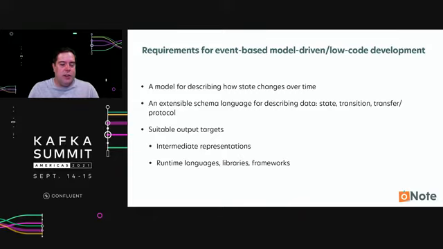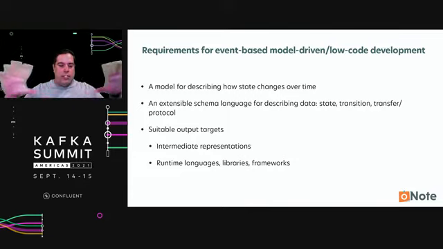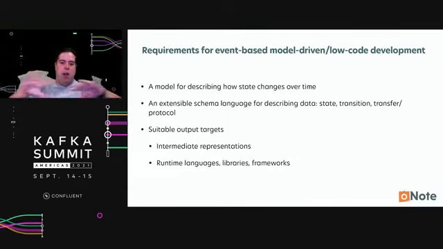What does my team need in order to be able to generate code for our customers, within our product? Well, we need a model for describing how state changes over time. So we need to understand the big model, the meta model that encapsulates the whole application, how state changes over time. Event modeling, we'll talk about it here in a second.